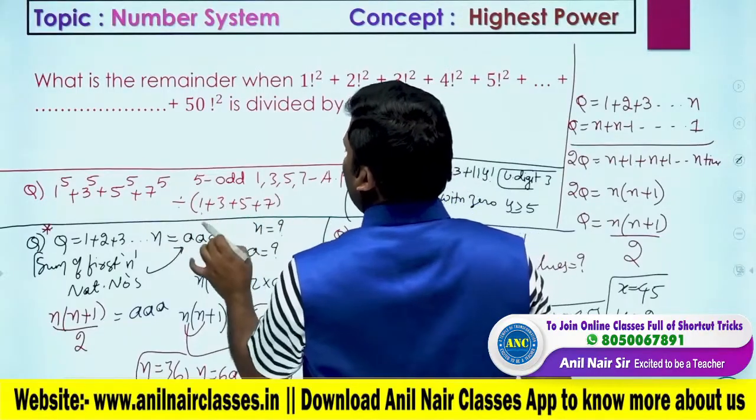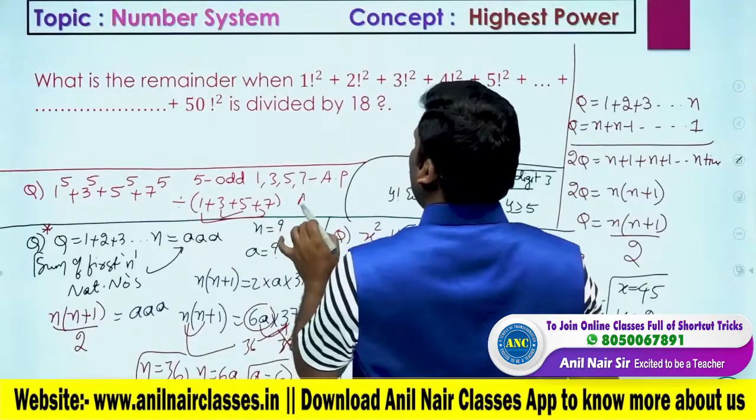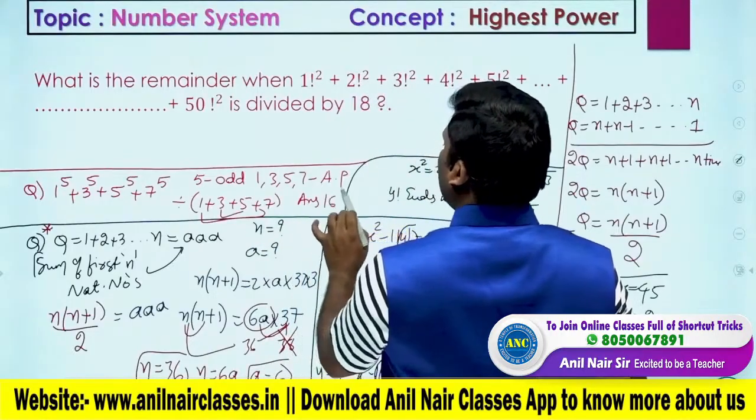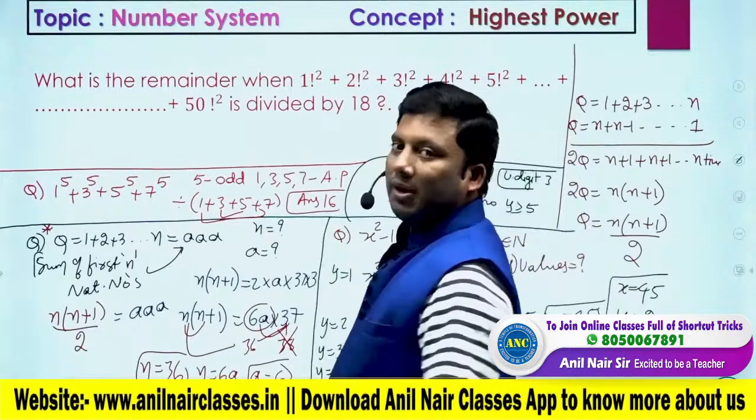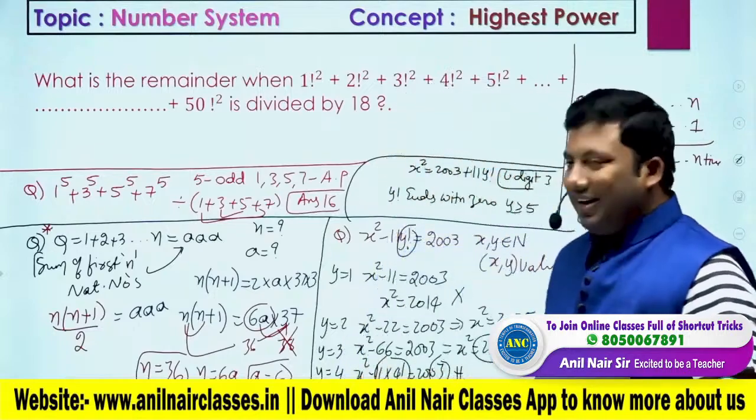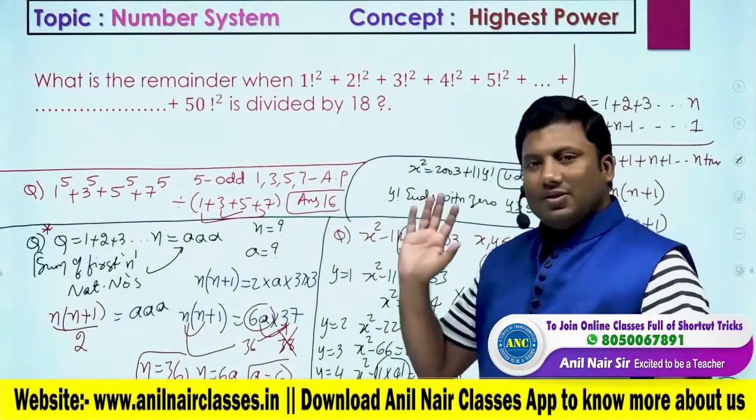1 plus 7, 8. 5 plus 3, 8. Answer is divisible by 16. I hope the idea is clear.